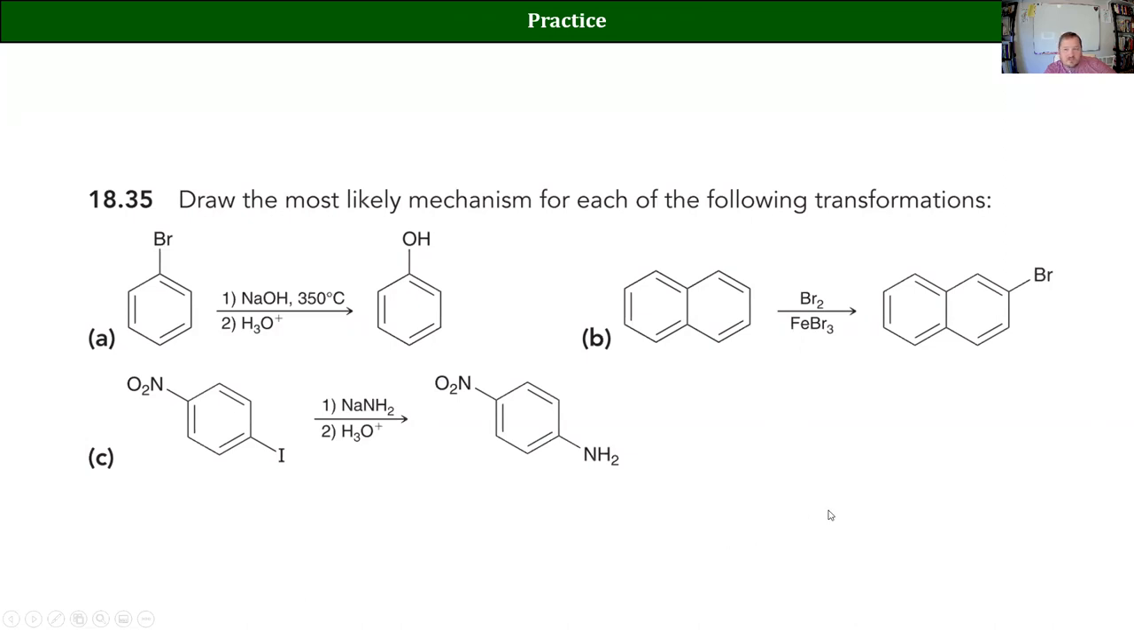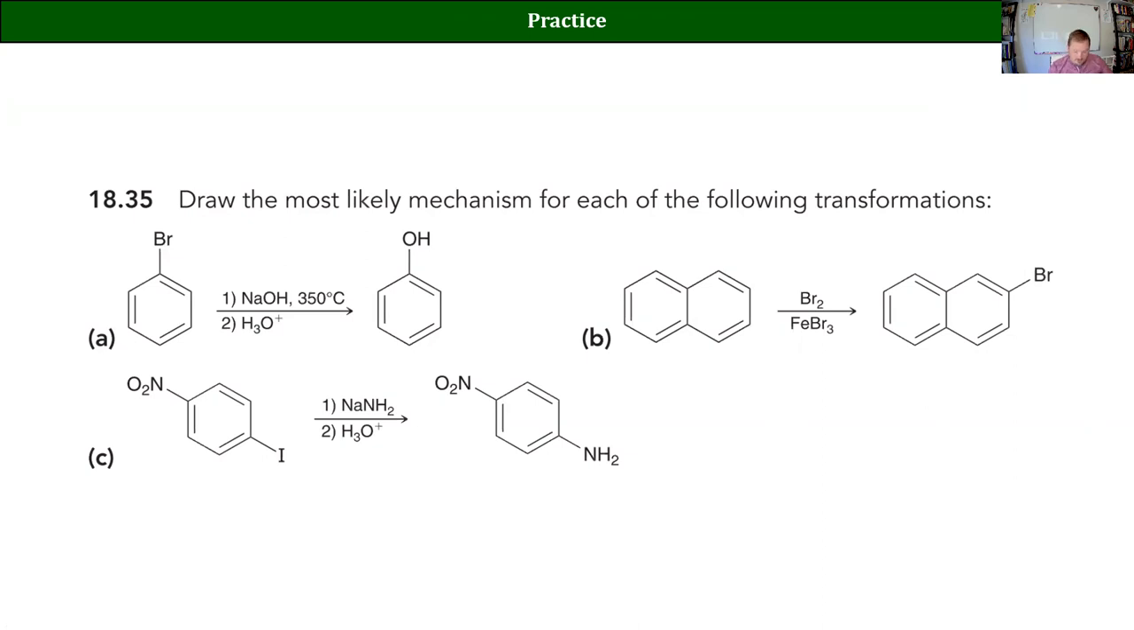What was the first question on the flowchart? Nucleophile or electrophile? Yeah, nucleophile versus electrophile. If we could say electrophilic, that answered the question. We were done, right? We didn't have to worry about the second question.